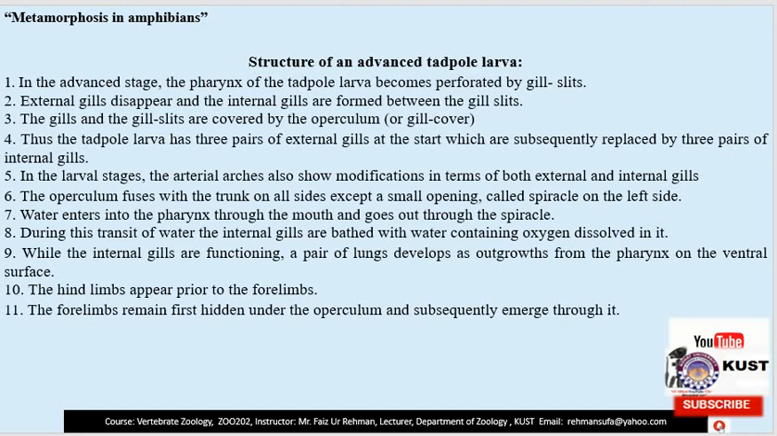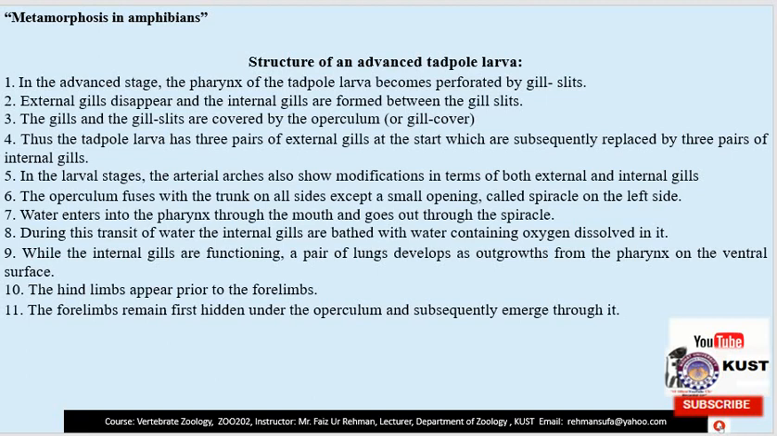Thus the tadpole larva has three pairs of external gills at the start, which are subsequently replaced by three pairs of internal gills. In the larval stage, the arterial arches also show modification in terms of both external and internal gills. The operculum fuses with the trunk on all sides except a small opening called the spiracle on the left side. Water enters the pharynx through the mouth and goes out through the spiracle. During this transit of water, the internal gills are bathed with water containing dissolved oxygen.